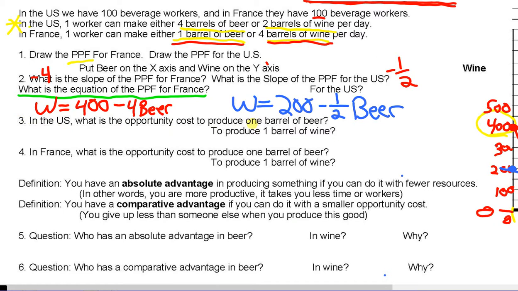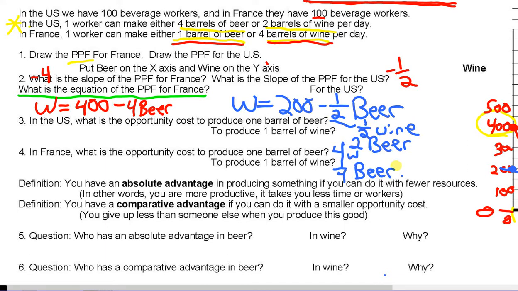Well, if you produce another beer, you give up, that's what we were already talking about, 1/2 of a wine. What's the opportunity cost to produce another barrel of wine? 2 beer. It's just the reciprocal. In France, the opportunity cost to produce a barrel of beer is 4 wine. To produce a barrel of wine, 1/4 of a barrel of beer.